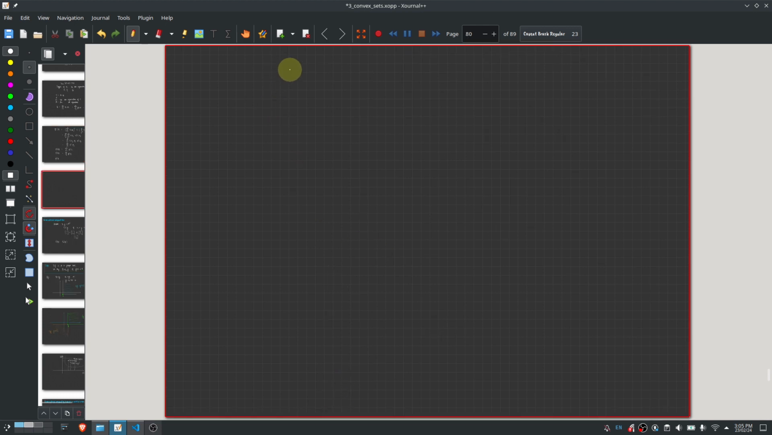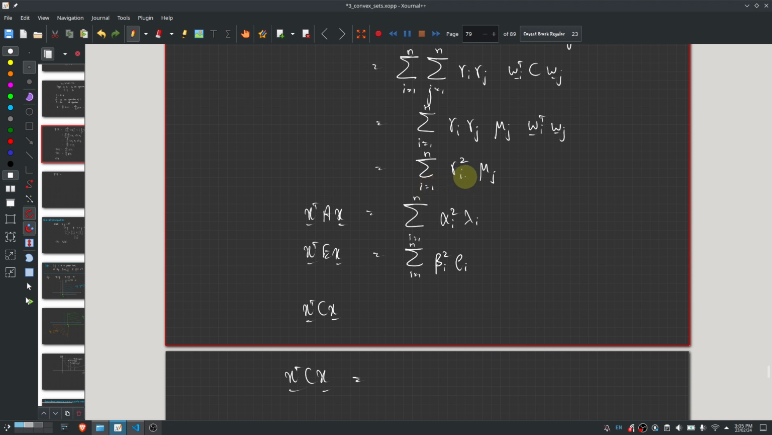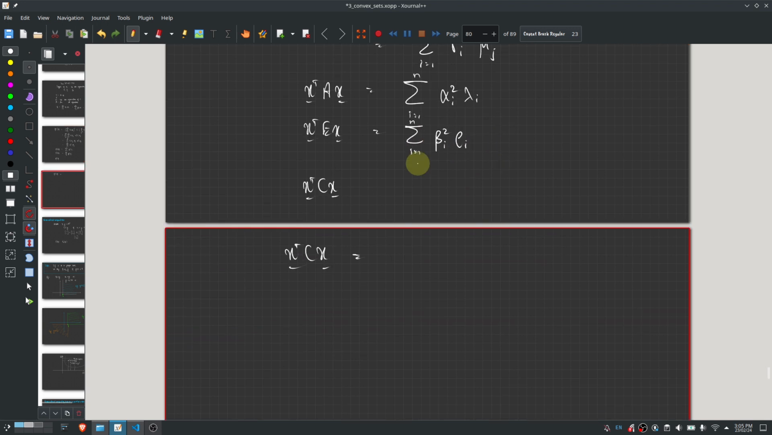let me write this in a separate page. So x transpose Cx is equal to summation gamma i square times mu i, but it is also equal to x transpose Ax plus x transpose Ex. So summation i equal to 1 to n of alpha i square lambda i plus beta i square rho i. Okay.